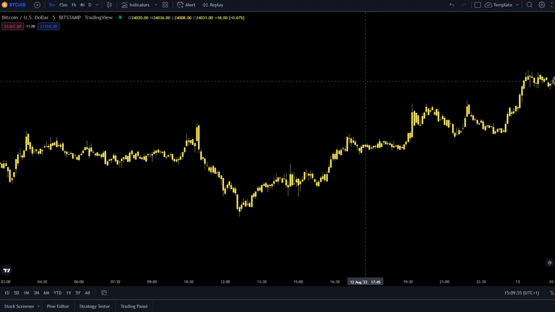So we need two things for this strategy to work. The first thing we need is an indicator that determines trend so that we know when to take buys and when to take sells. This will improve our win to loss ratio massively.